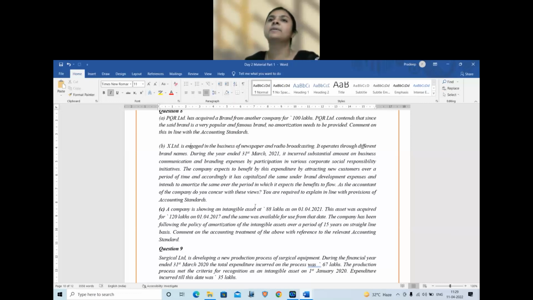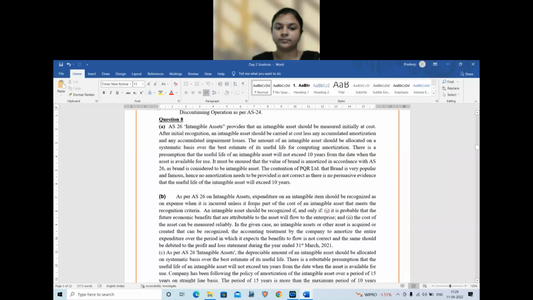Can the business development expenses be recognized as an intangible? Yes. Okay. Because there is certainty of future economic benefits. Second, what is the maximum useful life that it can be recognized for? 10 years. Same two points. Okay? Yes.